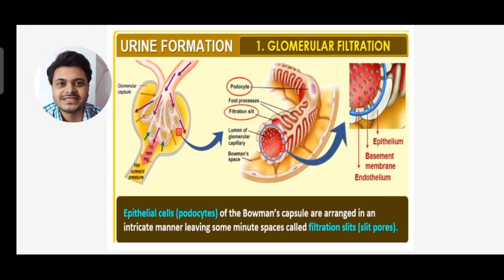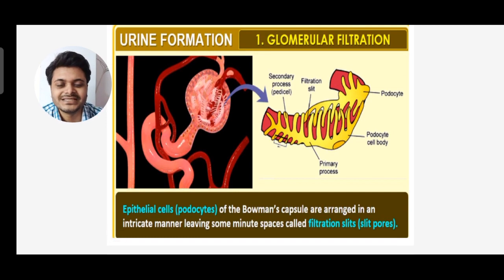The epithelial cells, that is podocytes of Bowman's capsule, are arranged in an intricate manner, leaving some minute spaces called filtration slits, or slit pores. You can see the podocyte cell and the filtration slits.